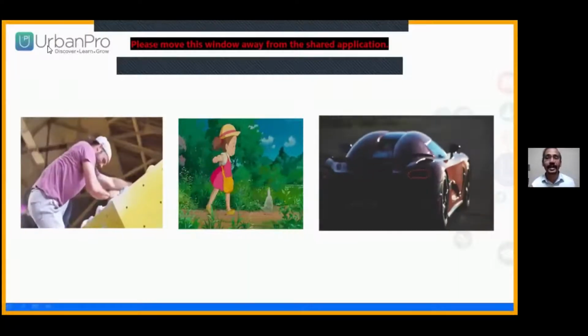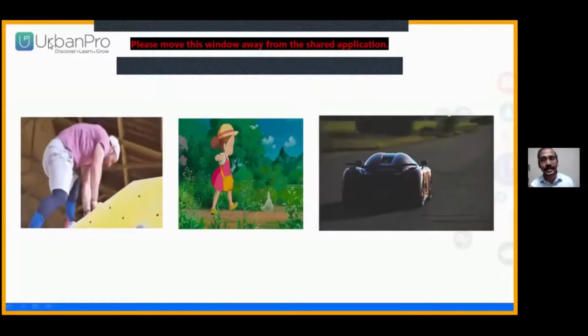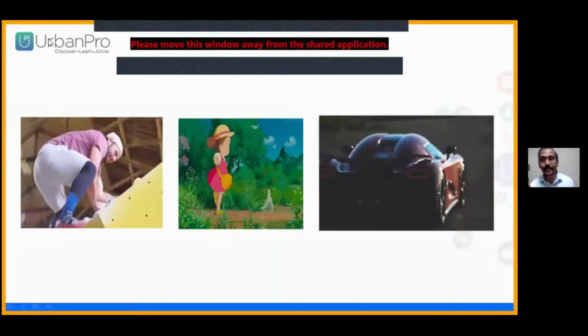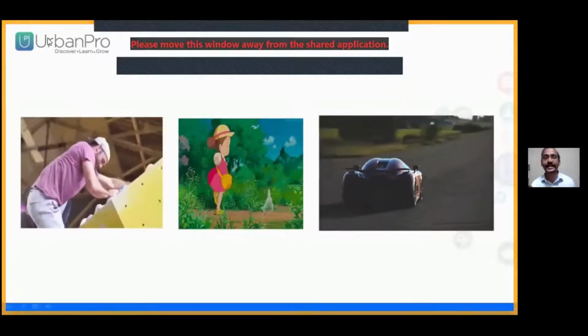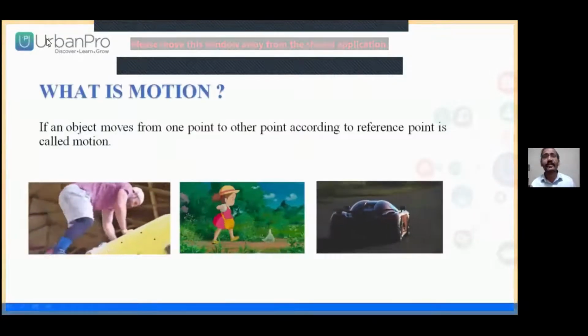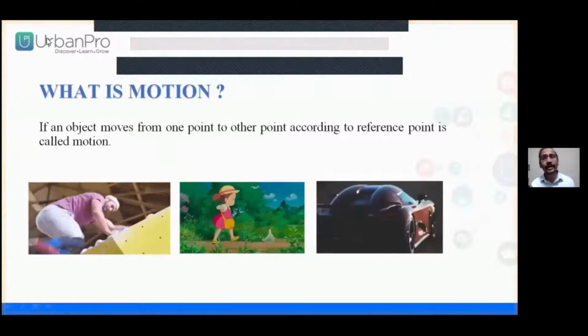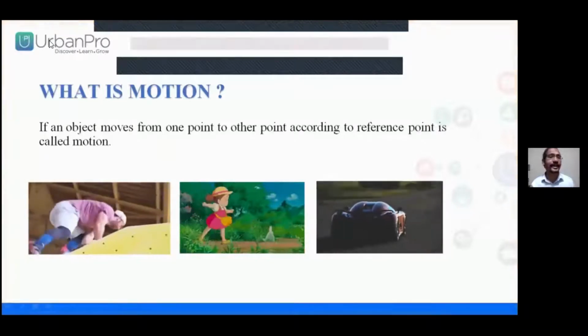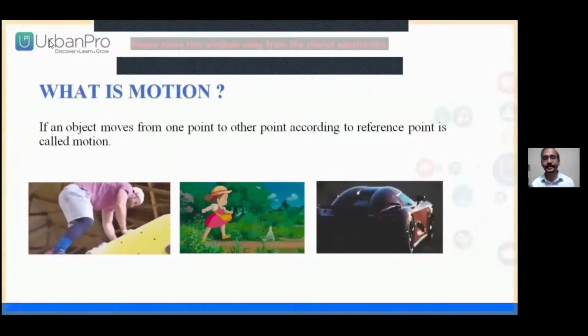And a car is also moving on the road. How do we know that the car is moving? According to the road, at a certain point, the car is changing its place. So we can say the car is moving. So if an object moves from one point to another point, according to a reference point, it is called motion.